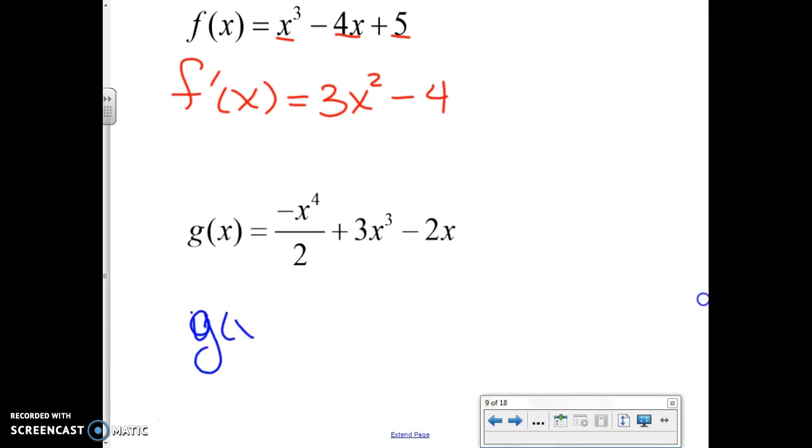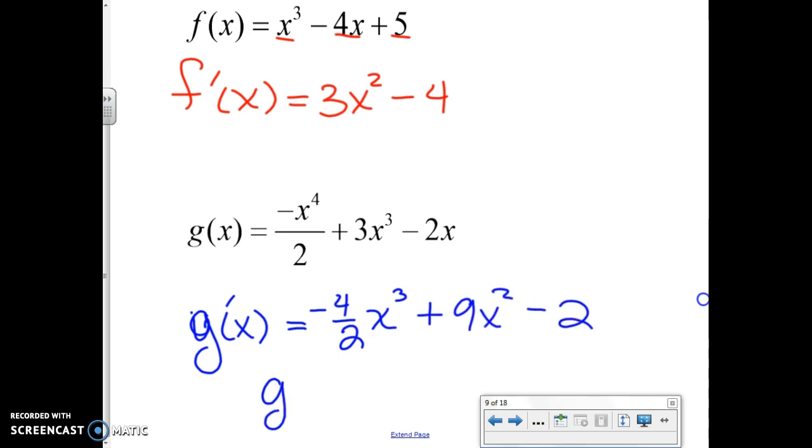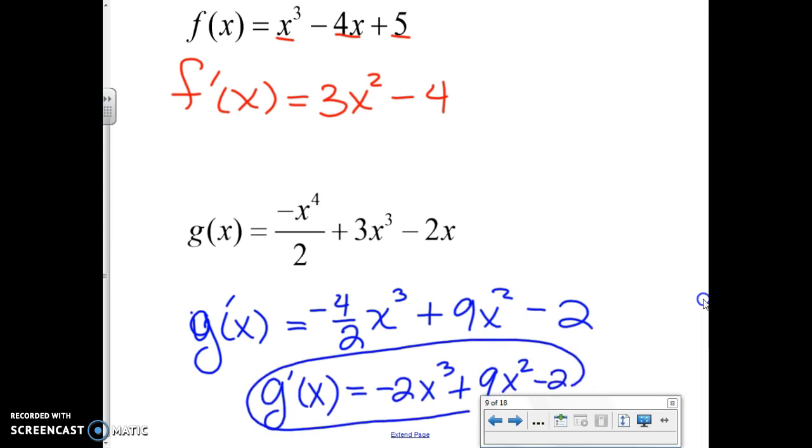This one, it's hard to write a g. All right, g of x, derivative there. Okay, I would move my 4 to the front, so I'd have negative 4 over 2 x to the third, because I'm thinking of that as a negative 1/2 in front, is what in my mind I'm thinking of. And then plus 9x squared minus 2. And then I'll simplify this one. So my derivative is negative 2x to the third plus 9x squared minus 2. And there's the whole derivative for that page.